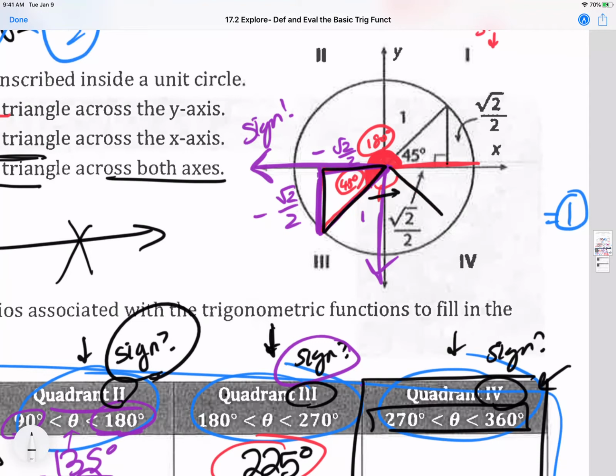And so this angle, where is it going to be? What are your x and y coordinate values? Is x positive or negative? Is y positive or negative? Determine that and please finish this up. This should be for the grade.